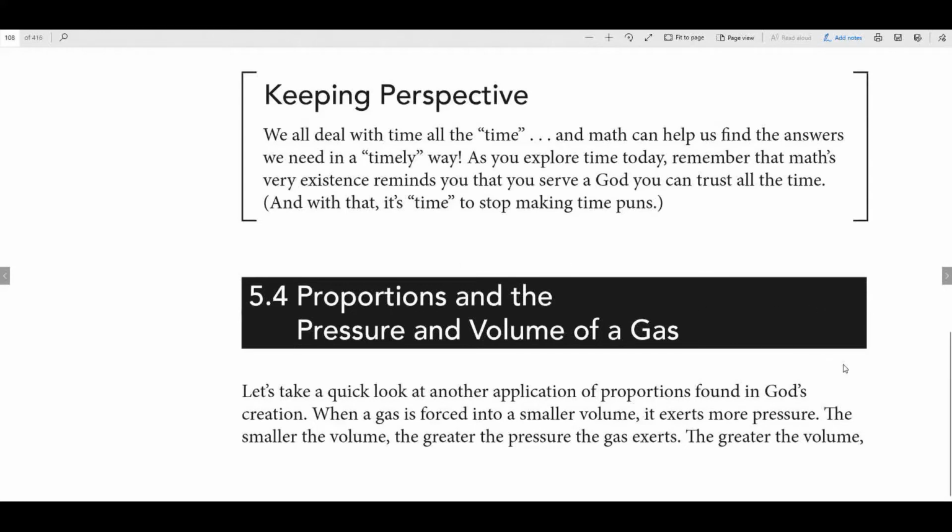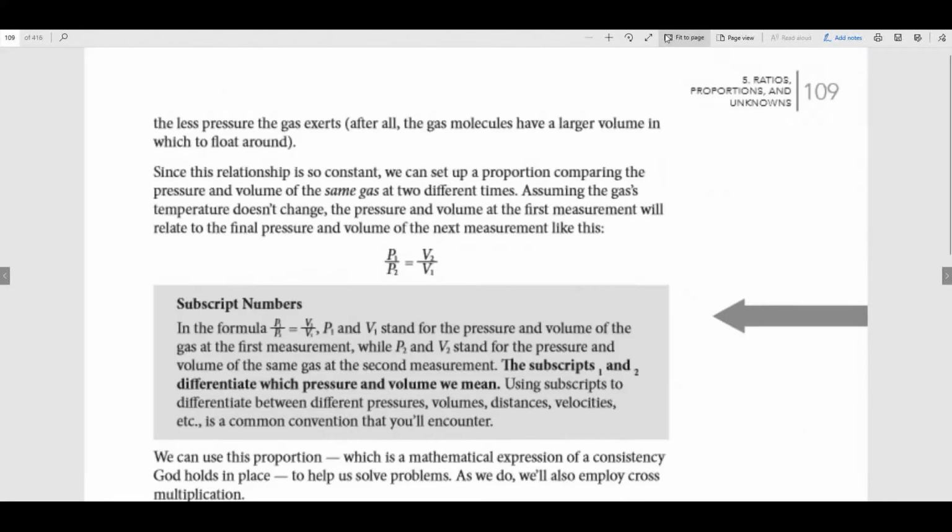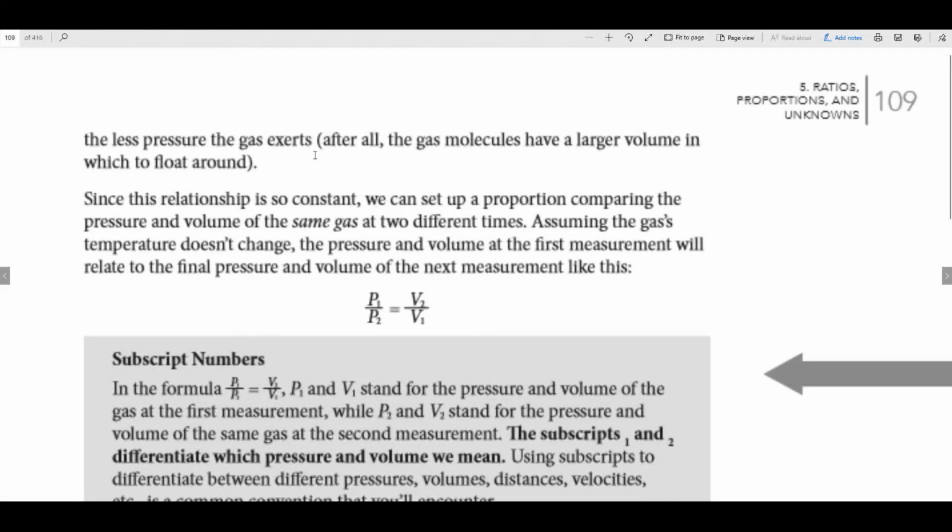All right, so these 2 next lessons, 5.4 and 5.5, are kind of science lessons. So we're going to take another look at an application of proportions found in God's creation. When a gas is forced into a smaller volume, it exerts more pressure. The smaller the volume, the greater the pressure the gas exerts. The greater the volume, the less pressure the gas exerts. After all, the gas molecules then would have a larger volume in which to float around.